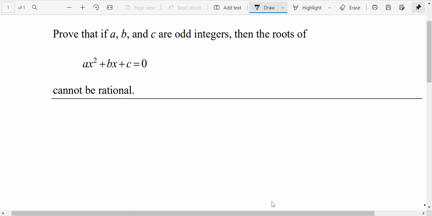Hi everyone, let's solve this problem. Prove that if a, b, and c are odd integers, then the roots of the given quadratic equation cannot be rational. Go ahead and pause the video and give it a try.